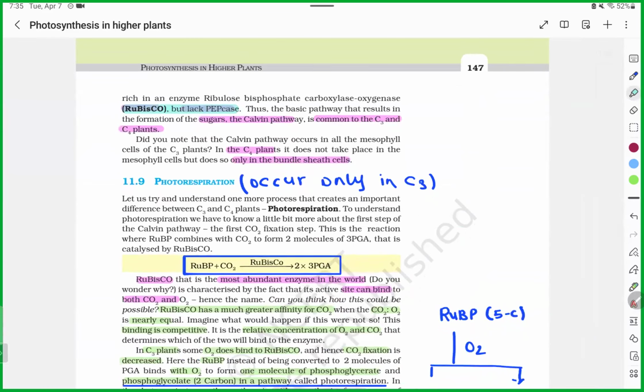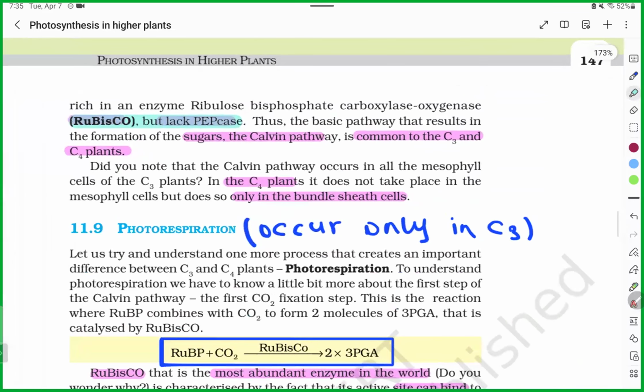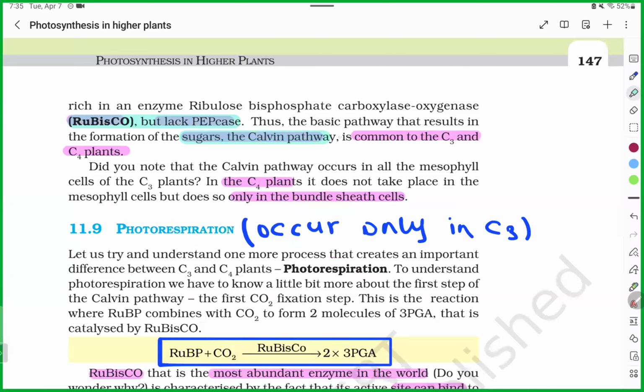The basic pathway results in the formation of sugar. Sugar means food, which is formed by the Calvin pathway, common to both C3 and C4. If food is formed, it is formed by the Calvin pathway only. In a C4 plant, the Calvin cycle occurs in the bundle sheath cell, not the mesophyll cell.